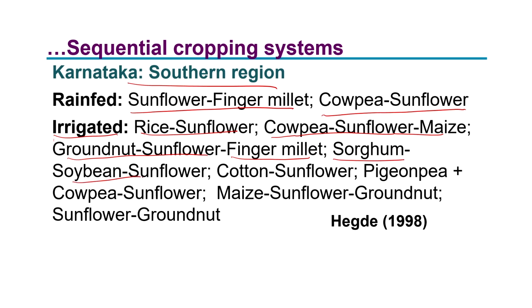Sorghum, soybean and sunflower, cotton sunflower, and pigeon pea plus cowpea, and then again sunflower, maize, sunflower, groundnut. So here you can see maize can be taken in Kharif, sunflower in Rabi, and groundnut in the summer season, and then sunflower, groundnut. So a number of options are available for southern Karnataka for sequential cropping system of sunflower.